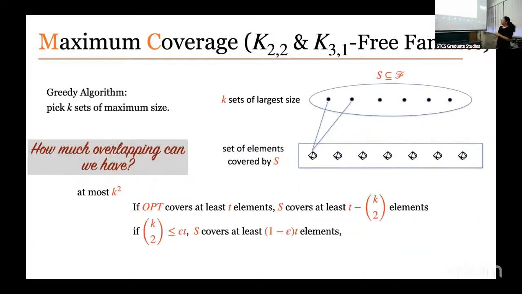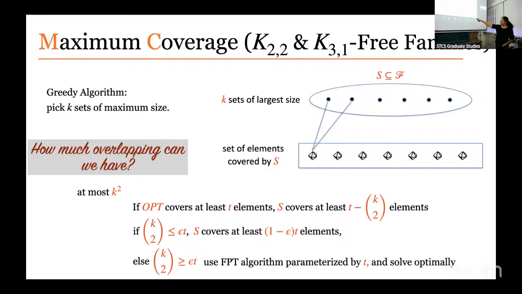Okay. Now, if K choose 2 is less than or equal to epsilon T, then we just substitute it and we know that we covered at least (1 minus epsilon) T. The problem is if it is large. But if it is large, what do we know? T is less than or equal to 1 over epsilon times K choose 2. So T is basically bounded by a function of K and epsilon. So run the FPT algorithm with respect to T that solves your problem optimally.